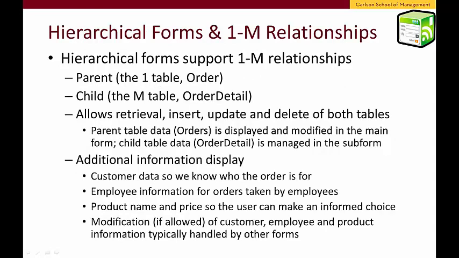So again, order is the parent, or one table, with order detail the child, or the M table, in this one-to-M relationship, managed by the hierarchical form we will soon get to design. The multi-table view supports both retrieval and modification of both parent and child tables. Order table is modified on the main form, with order detail table modified via the subform. Additional customer, employee, and product information is there again for informational purposes and therefore read only.